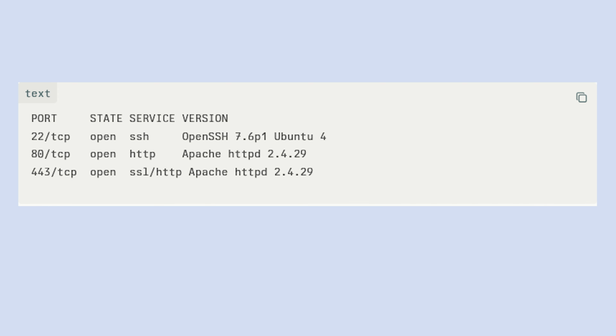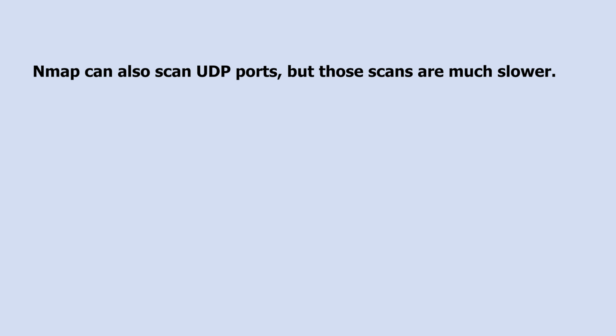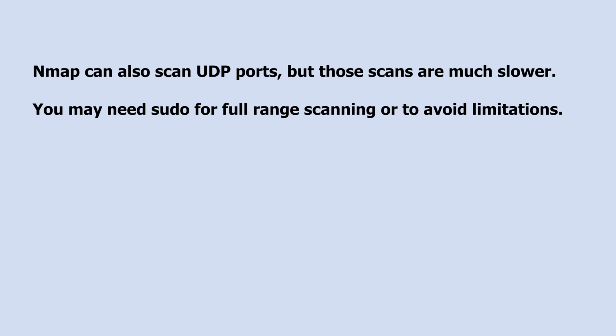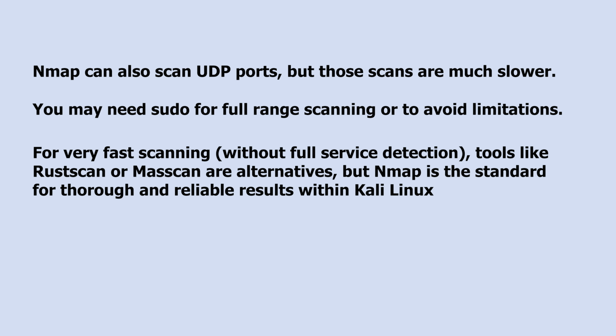Now, here are some useful things to put in your notebook right there. Nmap can also scan UDP ports, but those scans are slower. You may need sudo for full range scanning or to avoid limitations. For very fast scanning without full service detection, tools like RustScan or Masscan are alternatives, but Nmap is the standard for thorough and reliable results within Kali Linux.